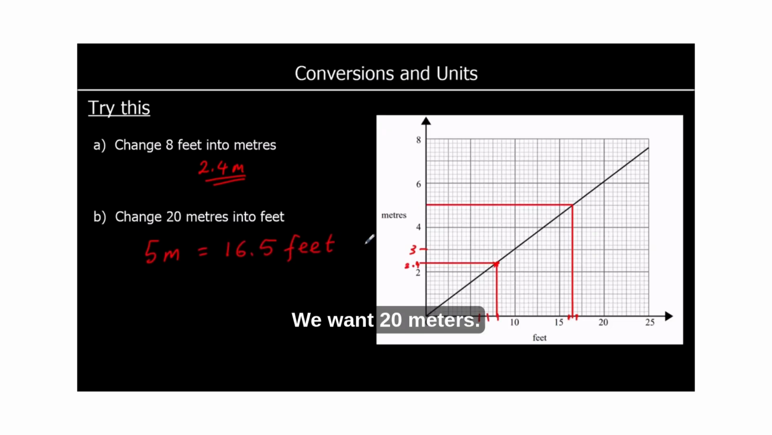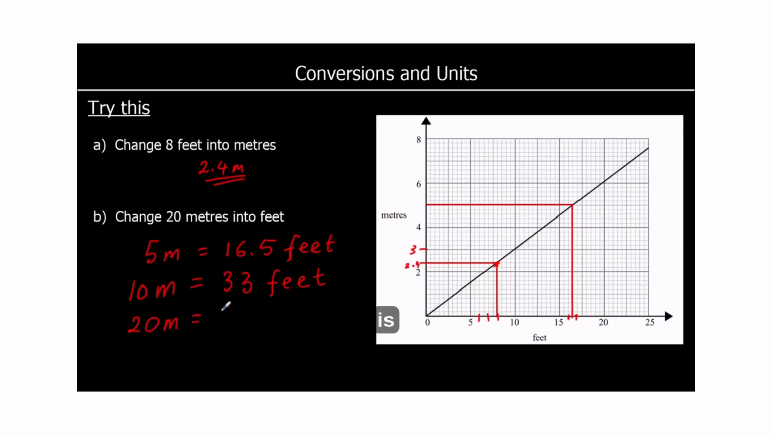We want 20 meters. Let's double it. So 10 meters, double 16.5. Double 16 is 32. Double 0.5 is 1. So 33 feet. And double it again. So 20 meters is 66 feet, approximately. So that's our answer.